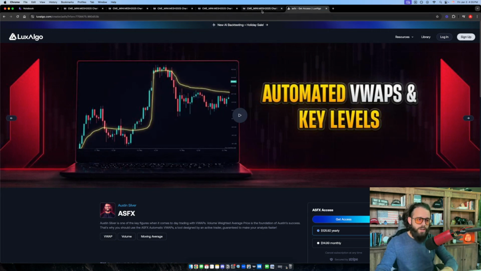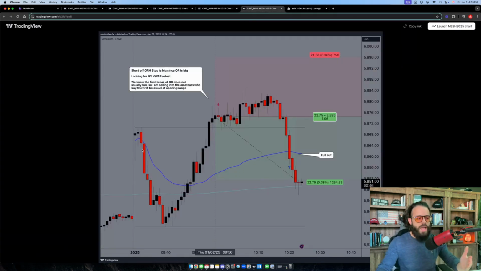Once you grab the indicator, it's going to look like this. You're going to have a dark blue VWAP that starts at 9:30 every day, 9:30 Eastern time, which is market open. You're also going to have a light blue VWAP, which is previous day New York VWAP. We also will see, not just with those VWAPs, key levels on the chart, meaning opening range high, opening range low, and the initial balance high and initial balance low.